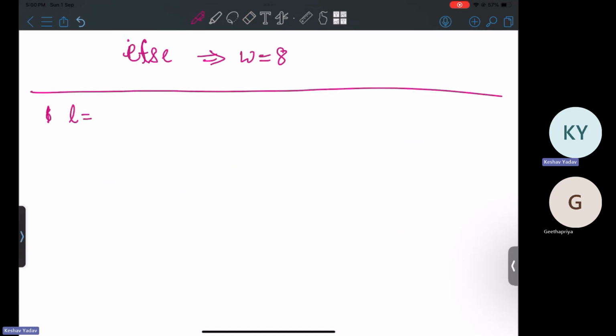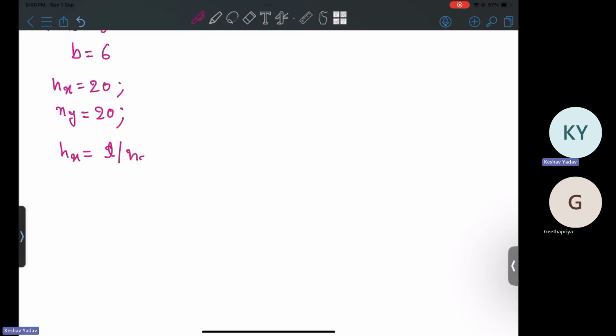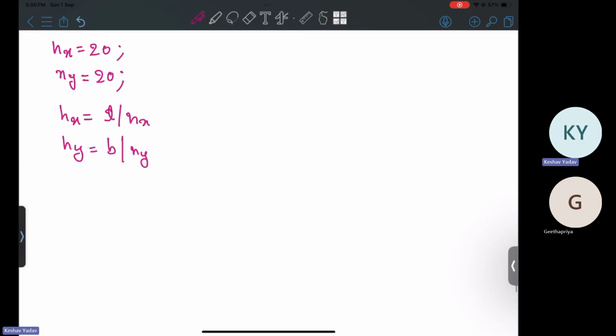Okay. So L I have defined as 8. Then width B I have defined as 6. Then suppose the number of intervals nx I want to take as 20 here, whatever you want to take. Similarly, ny I want to take as 20 or 40, whatever you want to take, a multiple of 2. Then what will be my hx? hx will be L divided by nx. Similarly, hy will be B divided by ny. So we have found out the hx and hy.